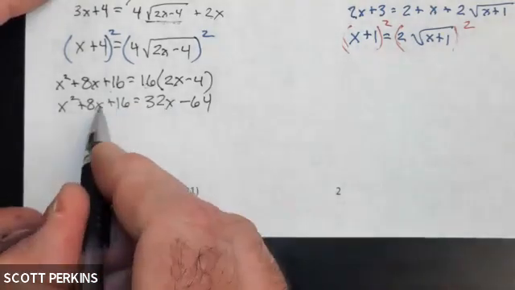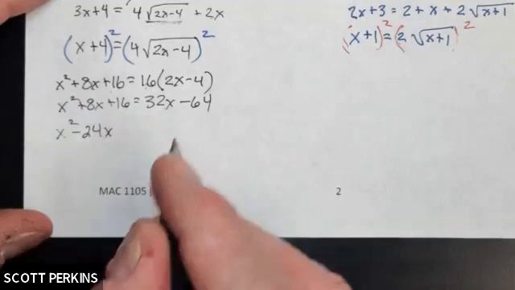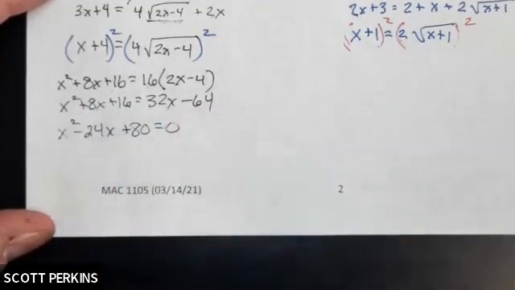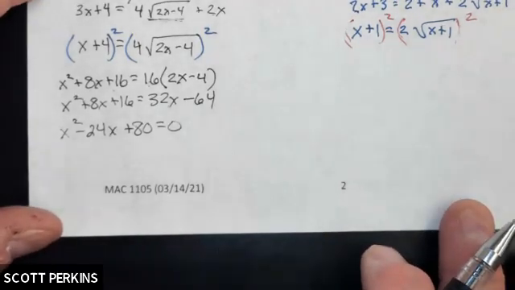When I subtract the 32, I've got x squared and then minus 24x. When I add the 64, I get plus 80. I think it should be sort of obvious, maybe not completely obvious, what the two factors of 80 that add up to 24 are. That's for you.